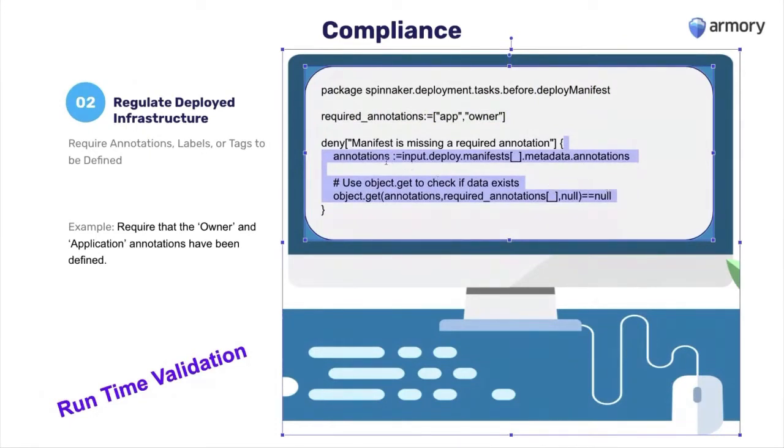What we're going to do for this is go through all of the annotations that are in the manifest, and simply read from that annotation every required annotation, and if it's set to null, we're going to fail. So the instant that any of these annotations is set to null, this whole thing will evaluate to true, and the user will get back the error that it is missing a required annotation.